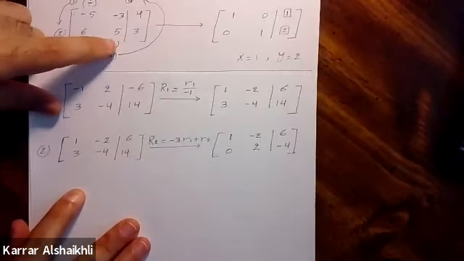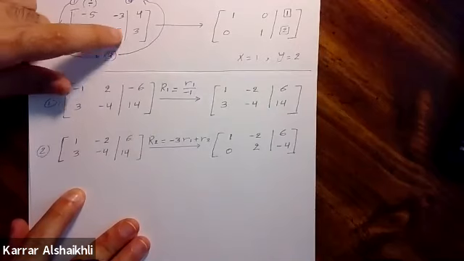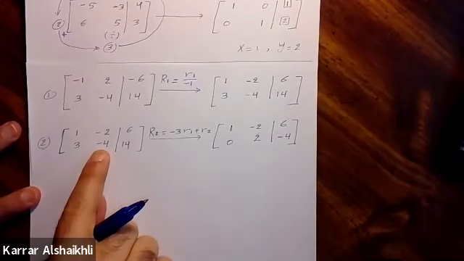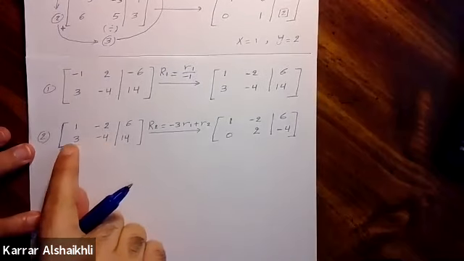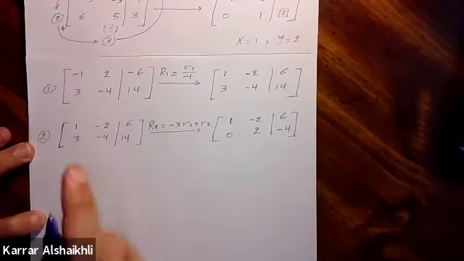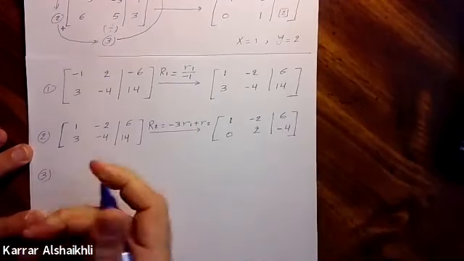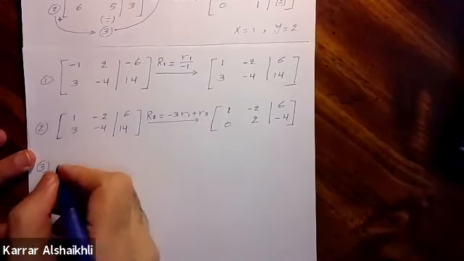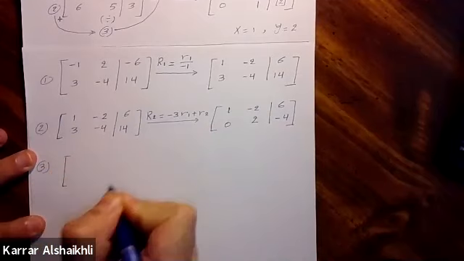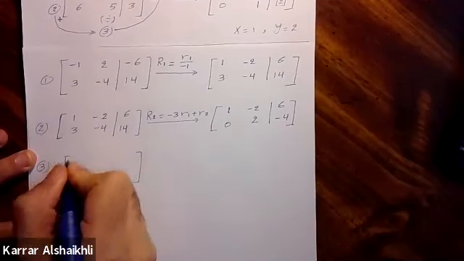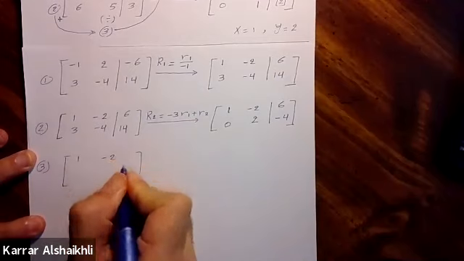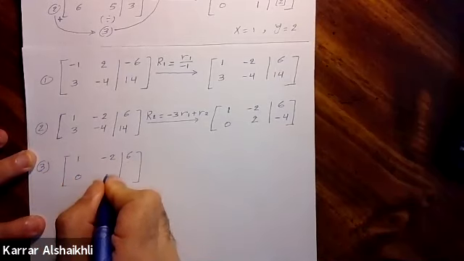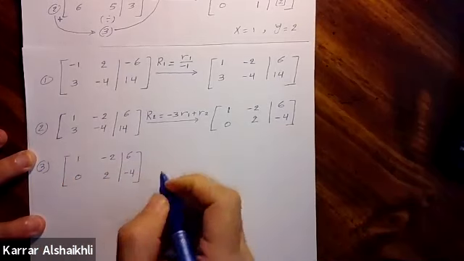Step 3, it says divide. I'm going to divide any number here by exactly the same number. When it's divide, I have -4. So I'm going to divide by -4. But the first thing I have to write down the new matrix. Here is my new matrix. I'm going to write down this one here to do step 3. 1, -2, 6, 0, 2, -4.